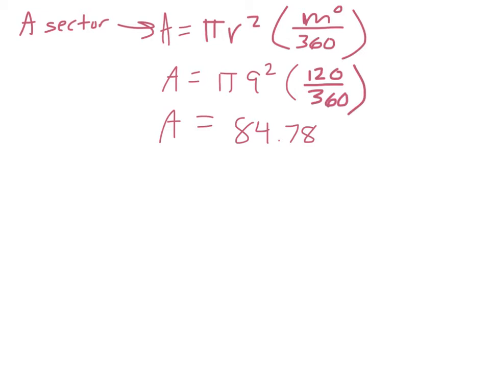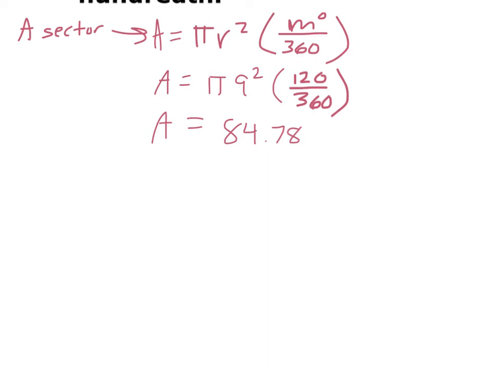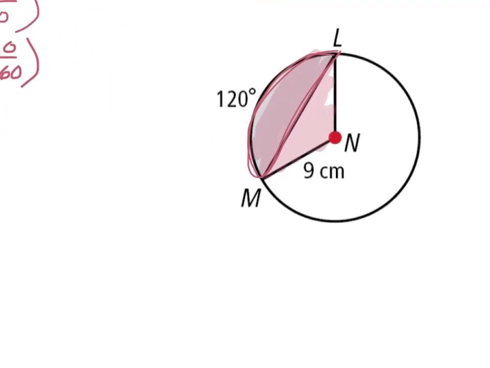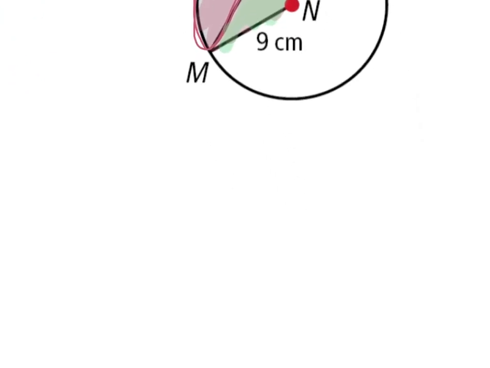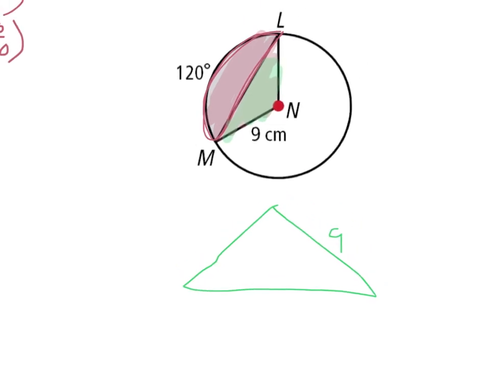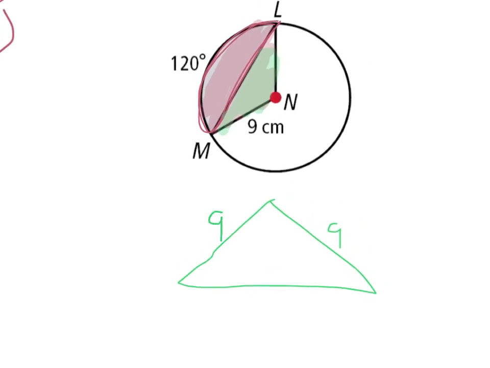So 84.78. So that's our area of the sector, which is the shaded pink part. So now we need to find our area of the triangle, which I'm going to make this green part here. So I'm just going to redraw our triangle down here, just so we can see it a little bit better. And we know that the legs of the triangle are 9 because those are a radius of the circle. And if this arc is 120, that means the central angle is also 120 degrees.